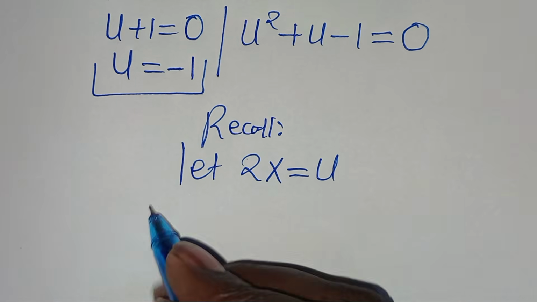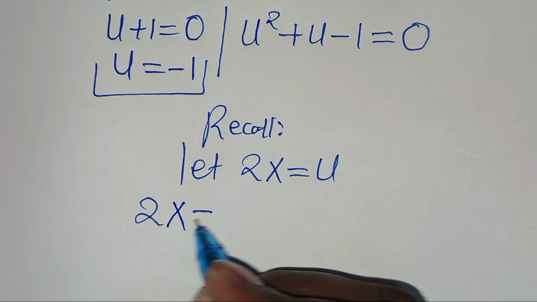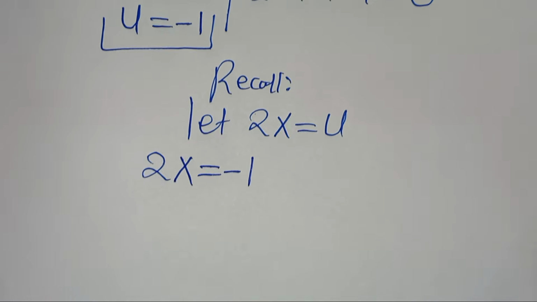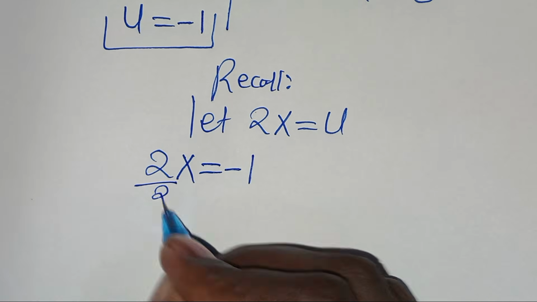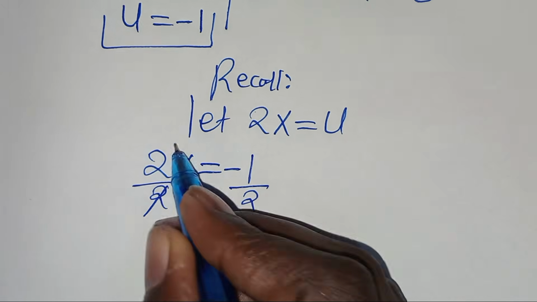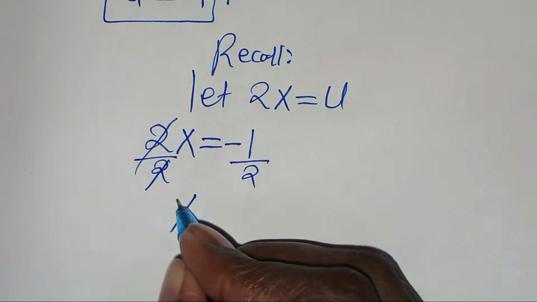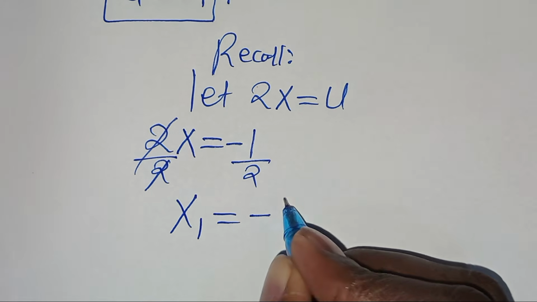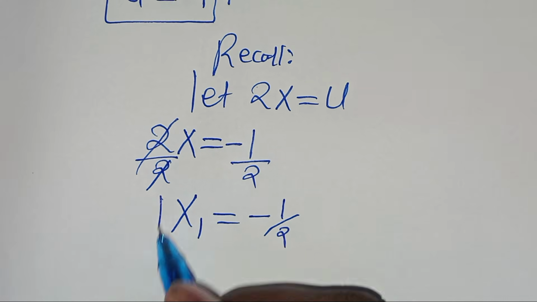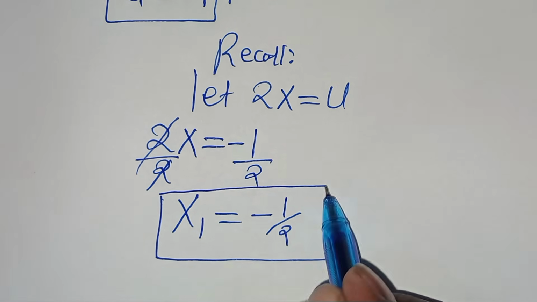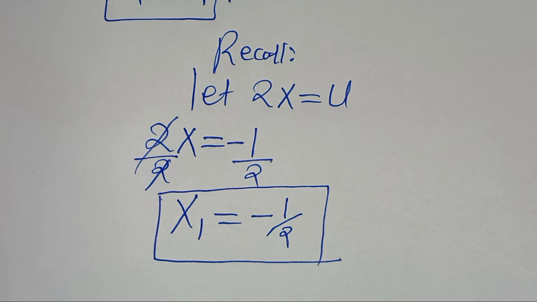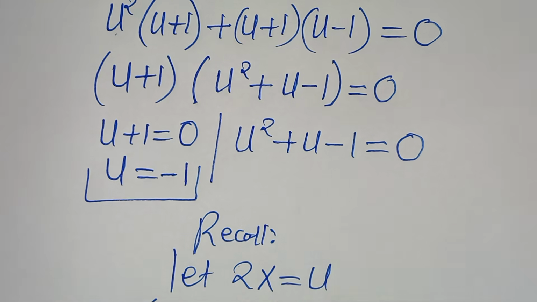So we have 2x, this is equal to negative 1. So let's divide on both sides by 2. And this indicates that x1 is equal to negative a half. So this is the first value of x, which is x1. Now let's proceed to solve for the other values of u from this quadratic equation.